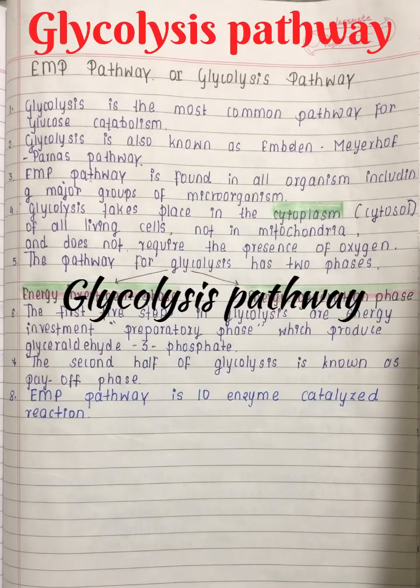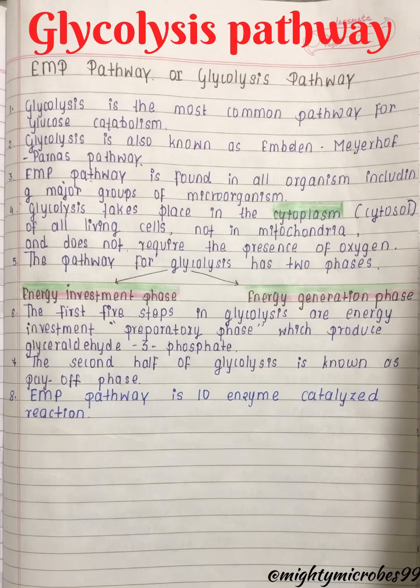Today we are back with the topic of the glycolysis pathway, another name for which is the EMP pathway. So basically, what is glycolysis? Glycolysis is a process in which glucose is broken down to produce energy. As you know, glycolysis is a metabolic process which converts glucose into pyruvic acid.